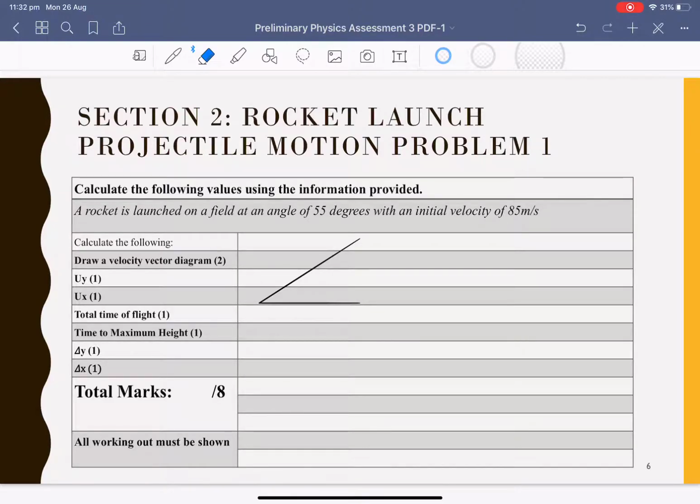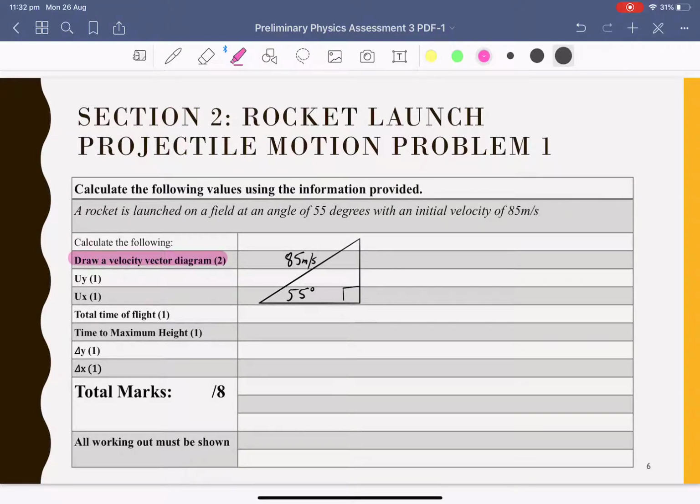It's going to go like this. And so we're going to label our triangle. As it says there, a rocket is launched on a field at an angle of 55 degrees with initial velocity of 85 meters per second. So we can label this 55 degrees and 85 meters per second. So we've done part 1. We can just go, yep, we've done that.